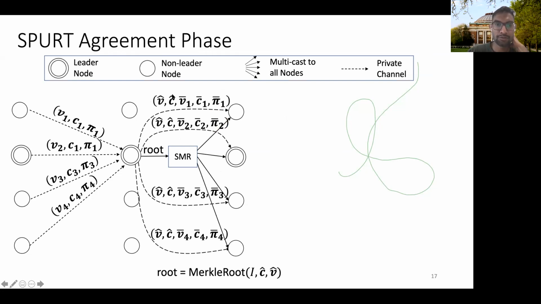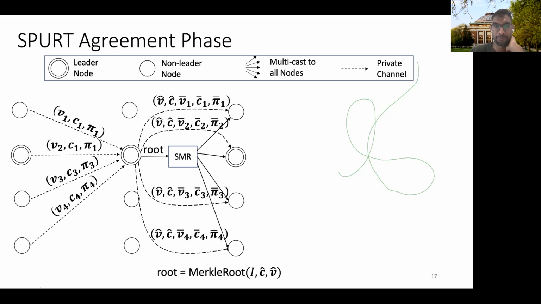Additionally, the leader also sends individual private messages to each node: V1 bar, C1 bar, pi1 bar to node 1, V2 bar, C2 bar, pi2 bar to node 2, and so on. All of these vectors are of size order n lambda, so the leader is sending an order n lambda size message to each node. Additionally, the leader will send the Merkle root using a state machine replication protocol. For simplicity, you can think of this as a broadcast channel. The leader is sending the root over a broadcast channel, and some common information and some additional individual information to each node.